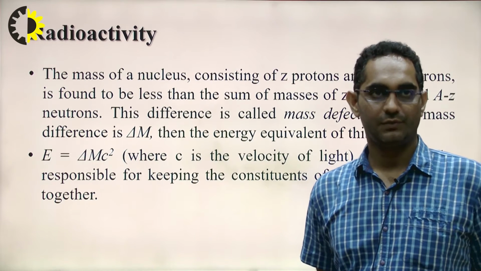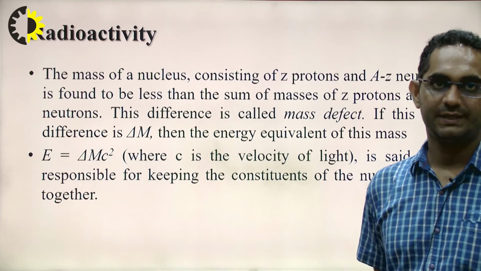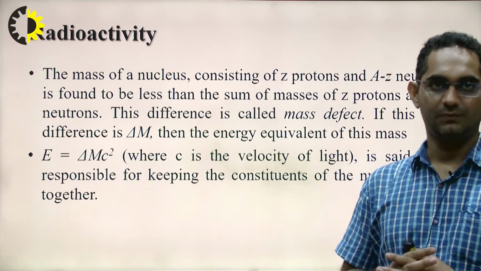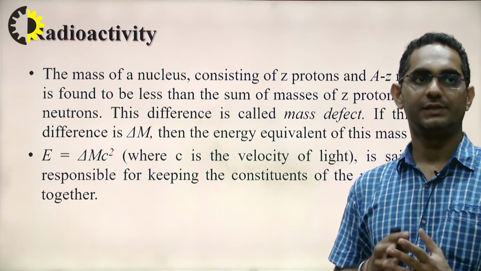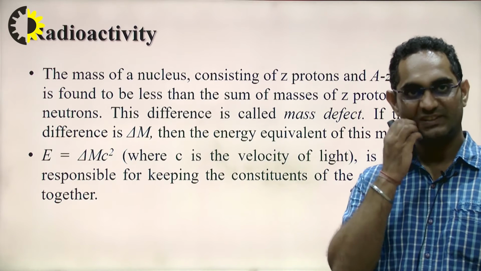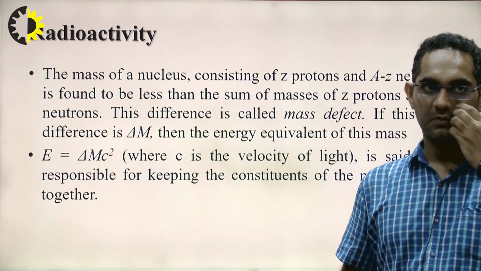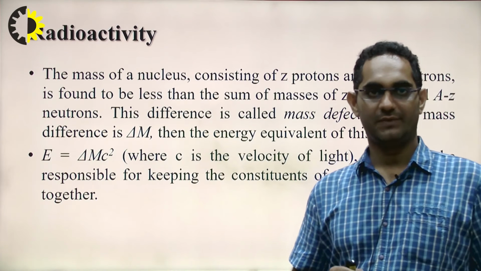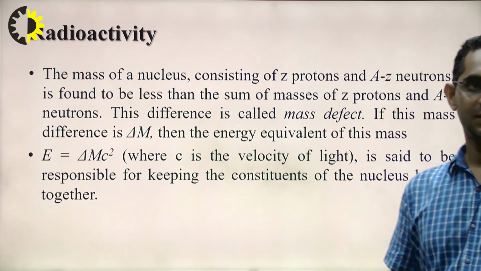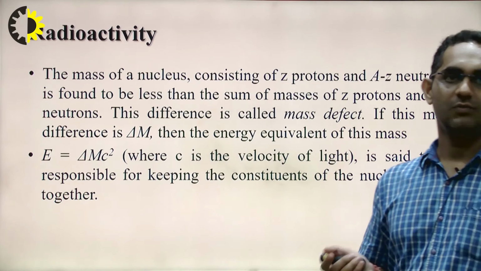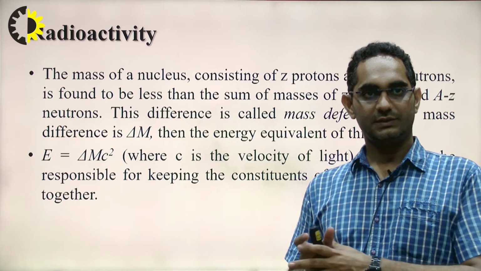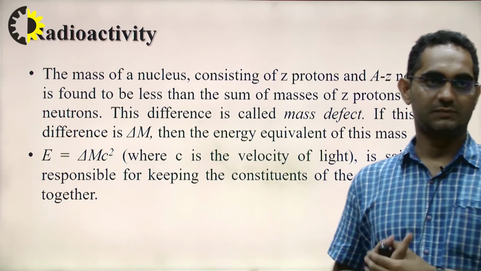The mass of a nucleus consisting of Z protons and N neutrons is found to be less than the sum of the masses of the Z protons and N neutrons. This difference is called the mass defect. If the mass difference is delta m, then the energy is equivalent to this mass.